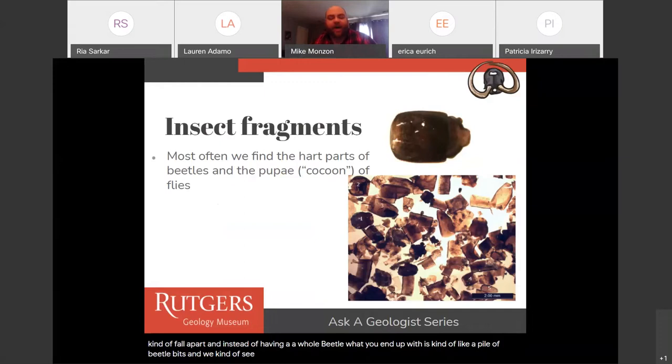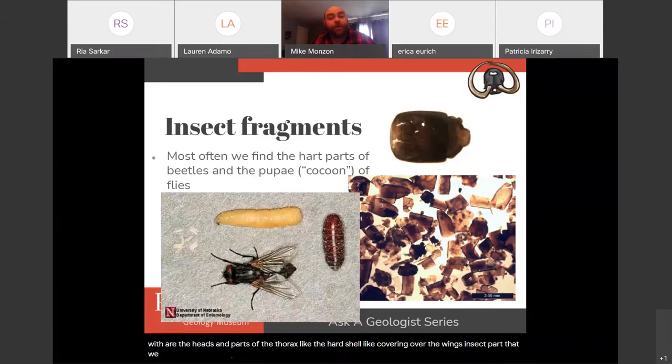So for example, all we usually end up with are the heads and parts of the thorax, like the hard shell-like covering over the wings. Another common insect part that we find are the pupae of flies. The pupae right over here, this shell-looking thing, the pupae of the fly is kind of like the fly's version of a butterfly cocoon.